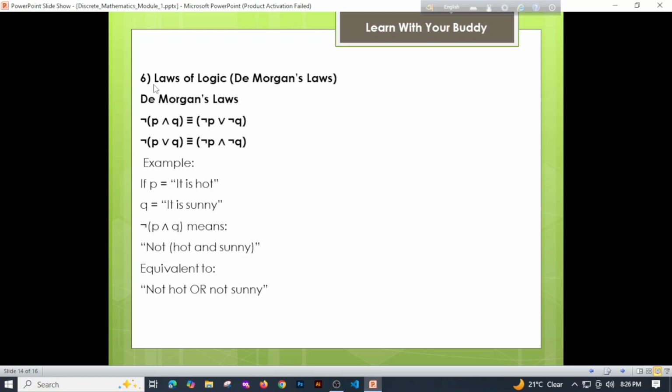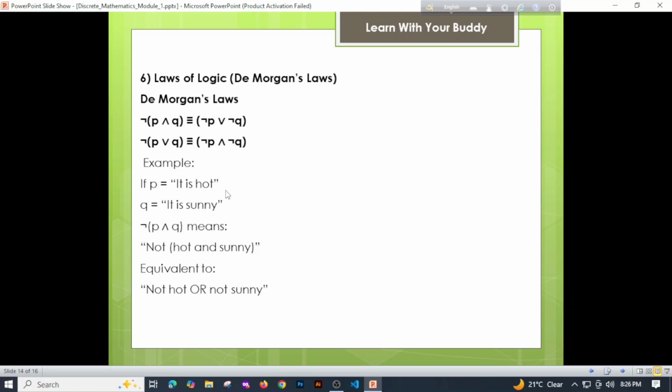After that we have the laws of logic, De Morgan's law. It's very important. For example, if P is it is hot and Q is it is sunny, then not (P and Q) means not hot or not sunny. We will also practice this law in our upcoming videos.